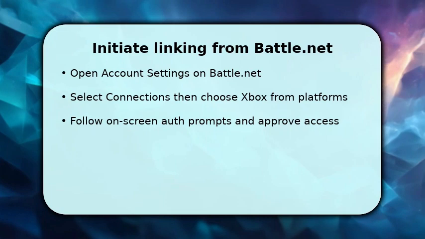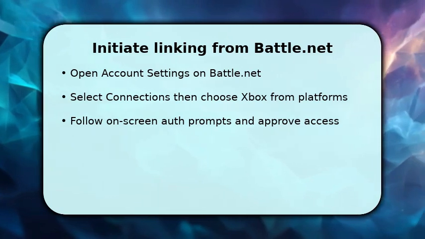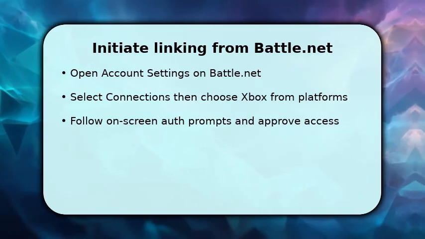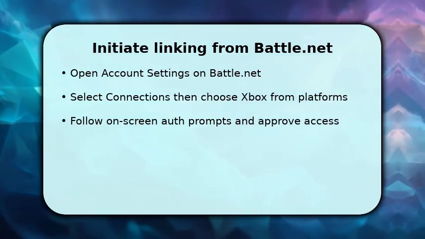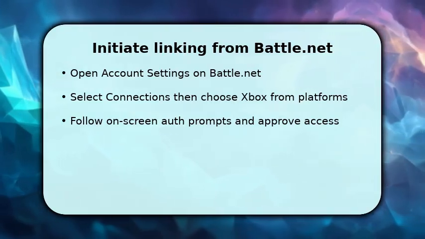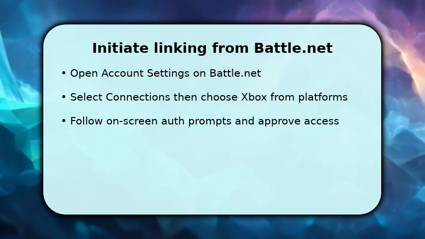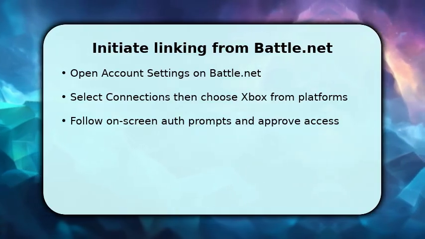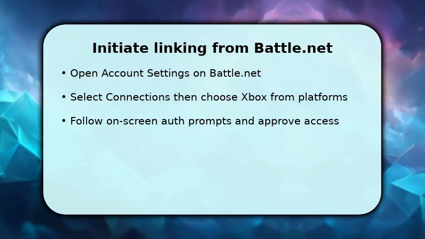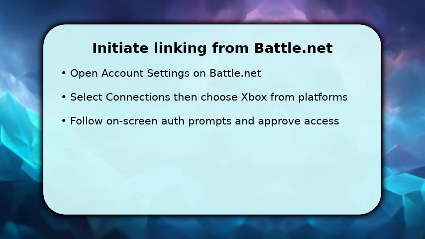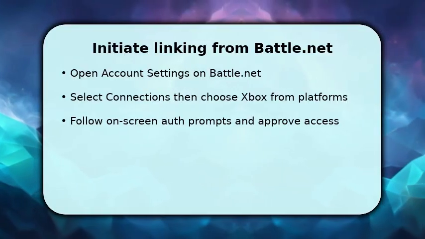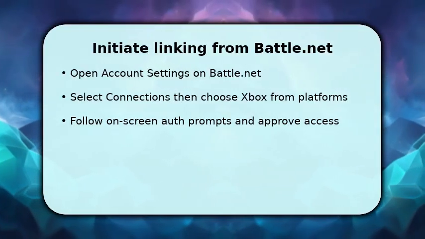You now begin the actual link. Go to Account Settings Connections on Battlenet because that centralizes platform links. Select Xbox, then follow the on-screen authorization, which will display a code or request you sign into Microsoft. Make sure to approve permissions so Battlenet can read your Xbox profile and matchmaking info. This is why you enabled 2FA earlier. Once authorized, Battlenet confirms the connection and queues any cross-play entitlements for your Xbox account.